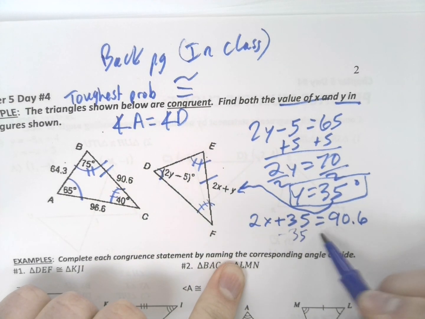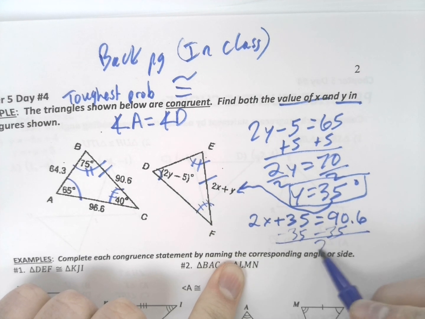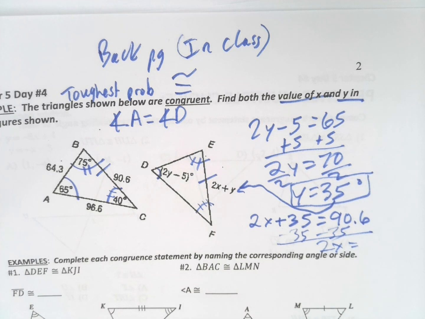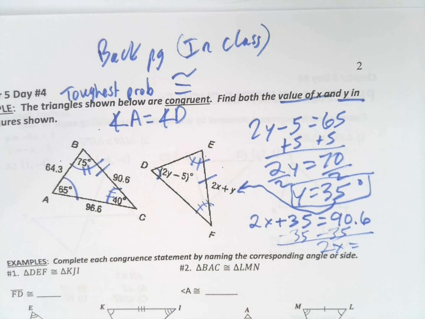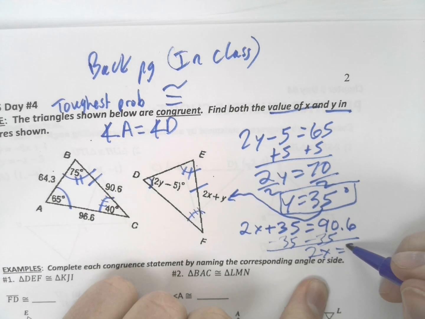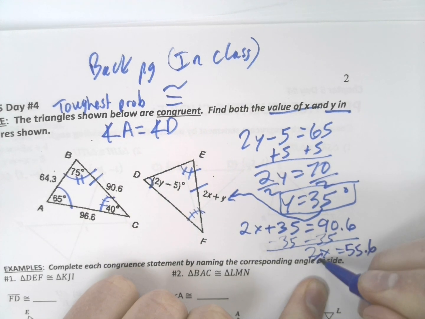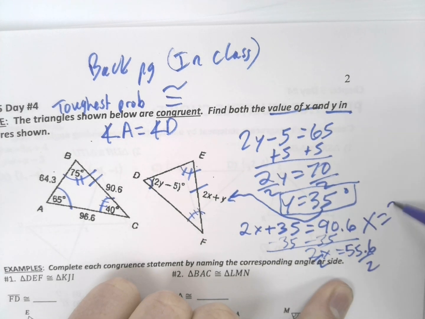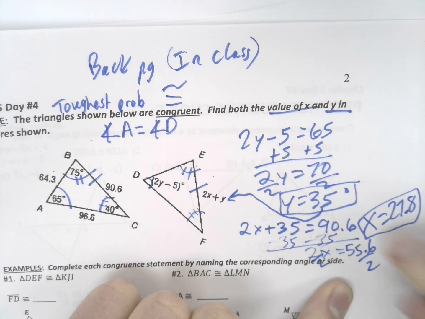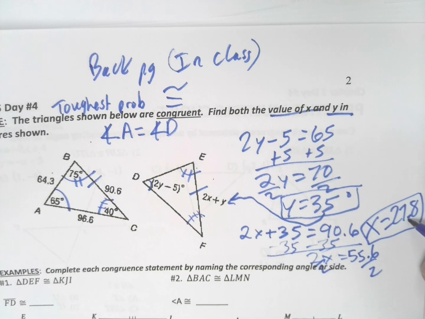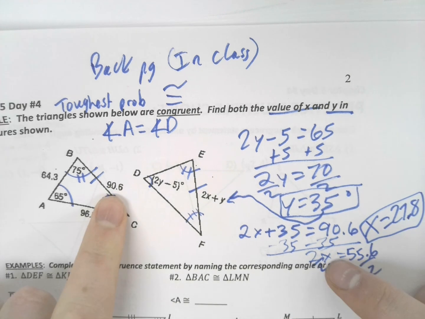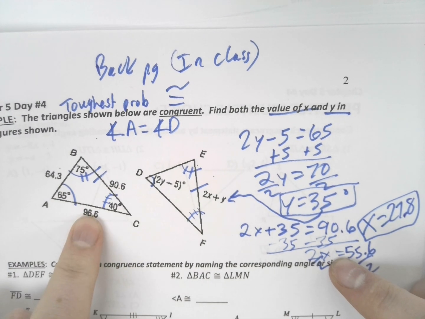Subtract 35. 2x equals, gosh, I don't even know what that is, 55.6. I totally knew that off the top of my head. And then divide by 2. X is going to be 27.8. And remember, it's okay to get a decimal. That is A-okay. We're dealing with angles and sides. Sometimes they're not pretty. I mean, look at all these decimals over here.